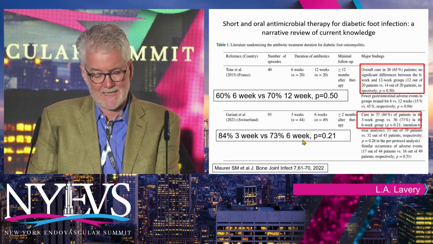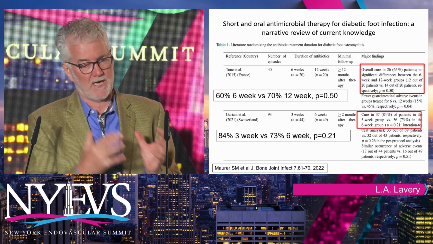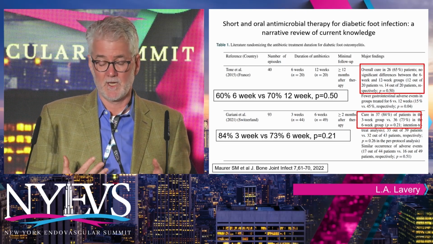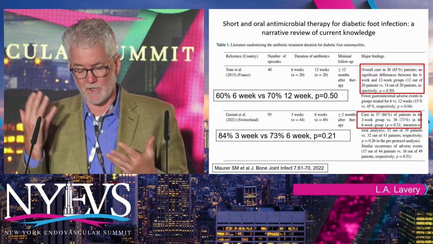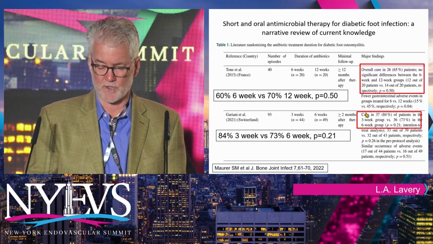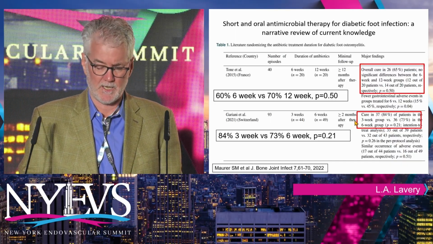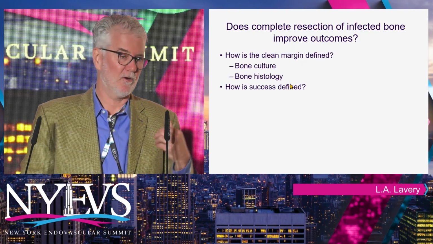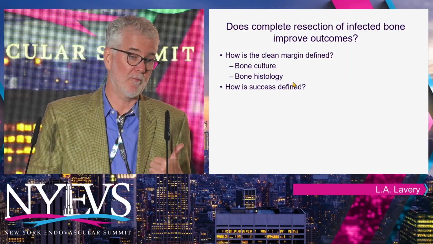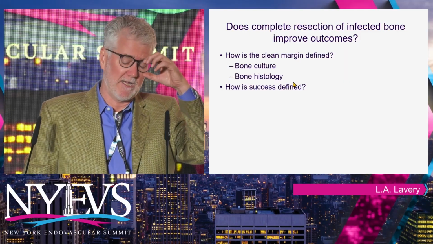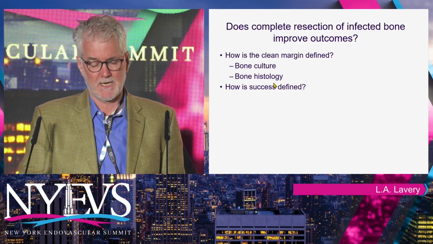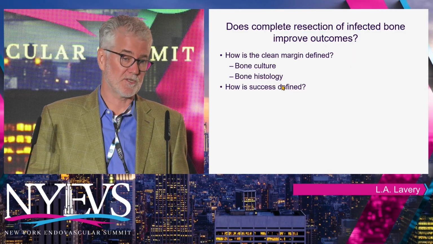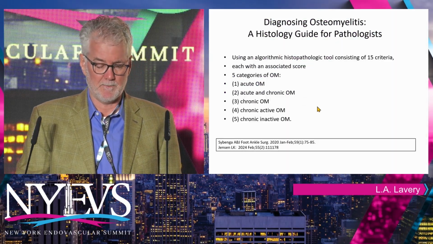So I think this is the study that kind of shifted the guidelines: if you resect bone, you can shorten your antibiotic course. We need better data. So I think, again, you have to decide how clean bone margins are defined, just like you have to define people with osteomyelitis. I think that usually defines, or we have used, negative bone cultures and negative histology.